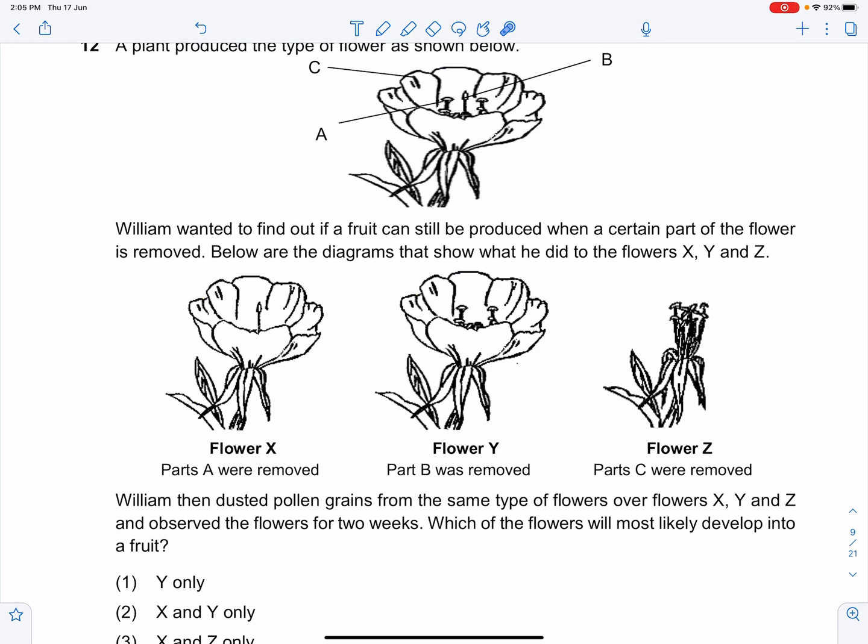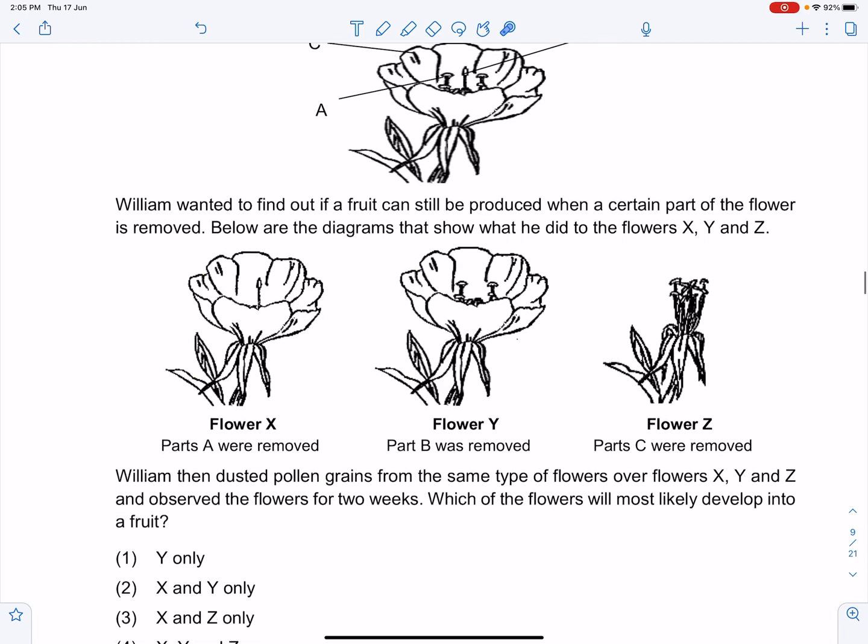So very importantly, for this kind of question, it's a very typical question. More often than not, sadly, it is just the female part that is actually needed. You realize that, right? Because he dusted the pollen grains. So as long as the flower has the female part intact, it can become a fruit, technically speaking, with no issues. So in this case, I'm really looking for flowers that have the female part intact, and that's about it.